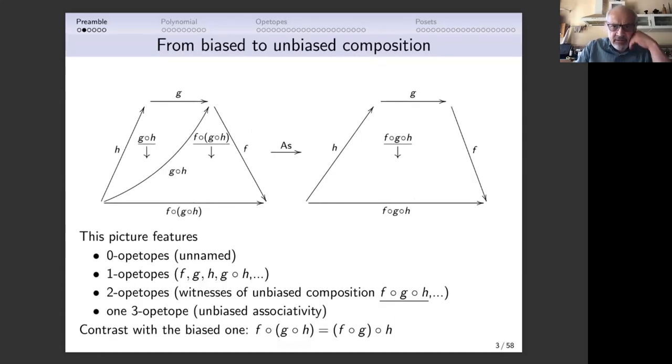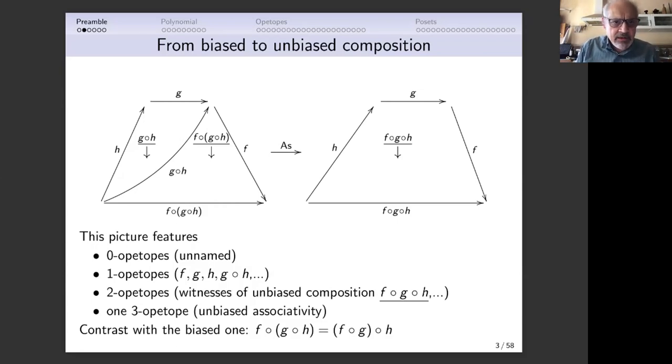Look at this first picture, which features a three-opetope. This whole thing is a three-opetope. Each of these triangles is a two-opetope, and this trapezium is also a two-opetope. Let's look at the trapezium. It features the unbiased composition of three one-cells that follow each other, F, G, and H. They are composed in one shot. That's the idea of this picture, and the composition is written down here as a one-cell, and the two-cell, the space in between, is a witness of that composition.